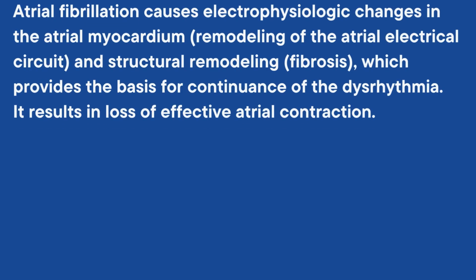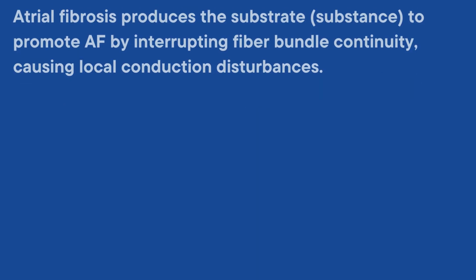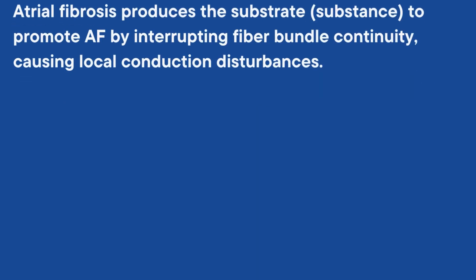Atrial fibrillation causes electrophysiologic changes in the atrial myocardium, that is, remodeling of the atrial electrical circuit or conduction, and structural remodeling, that is, fibrosis, which provides the basis for continuance of the dysrhythmia. The effectiveness of atrial contraction will be lost because of electrophysiological changes in the atrial myocardium and structural remodeling. The hallmark of structural remodeling of the atria is fibrosis. Atrial fibrosis produces a substrate or substance to promote atrial fibrillation by interrupting fiber bundle continuity, causing local conduction disturbances.